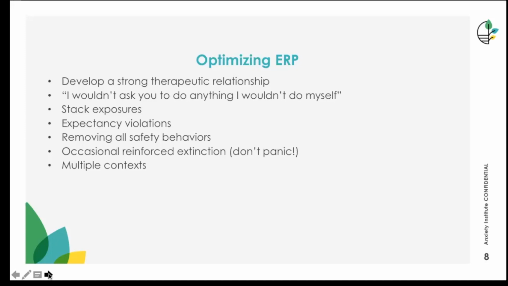Expectancy violations is the idea that you're expecting something to go one way and then it goes differently, maybe it's easier. So maybe you say, okay, this exposure is definitely going to be an 8, and then it turns out to be a 4 or 5. I always make it a point to be really explicit about it: I want you to really think about that for a second. You thought it was going to be really, really hard, and it really wasn't that hard. Because that deepens the learning, right? Whenever there's that violation of what we think is going to happen, it deepens that learning process.